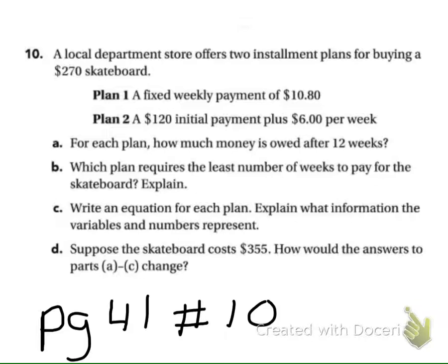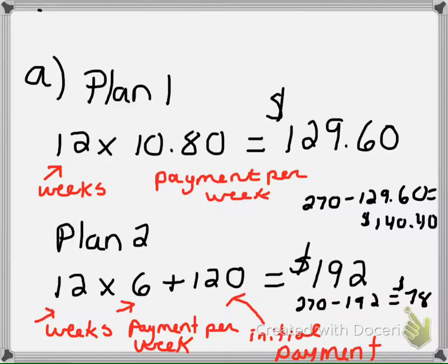Okay, question number 1. It says, for each plan, how much money is owed after 10 weeks? Your two plans are a fixed weekly payment of $10.80 and $6 per week plus an initial payment of $120. You're trying to pay off a $270 skateboard.